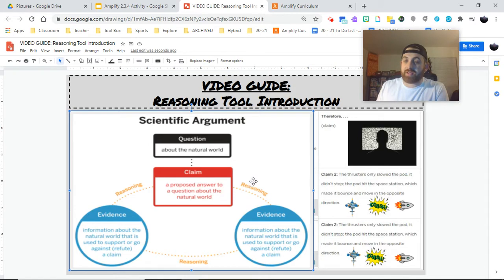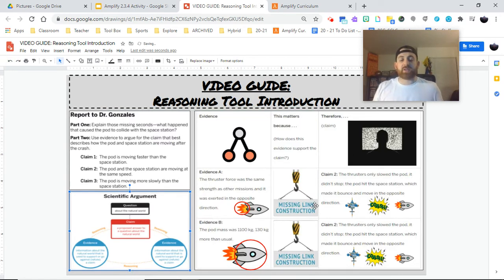If you remember, the reasoning section is that link between the claim and the evidence, almost like the missing link, the thing we need to say to explain why the claim matters with the evidence. So we're going to be using this reasoning tool inside of Amplify to do just that, to connect our evidence that we're going to be given with our claim. And you guys are going to be writing that missing link, that reasoning section, as to how the evidence supports the claim, okay? So let's go ahead and look at the evidence that you're going to be using.